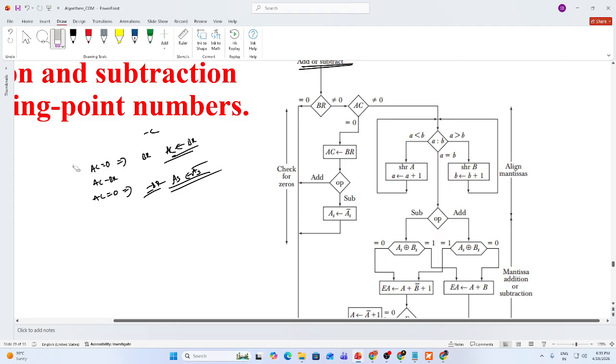After handling the zeros, the next step is: if AC is not equal to 0 and BR is not equal to 0, both are not equal to 0, then proceed with the algorithm.